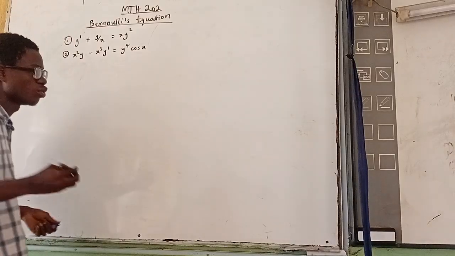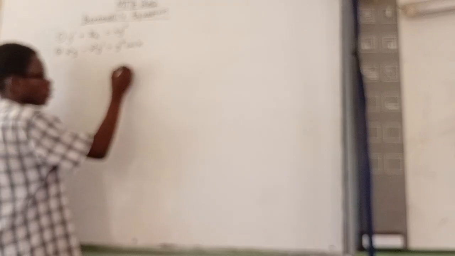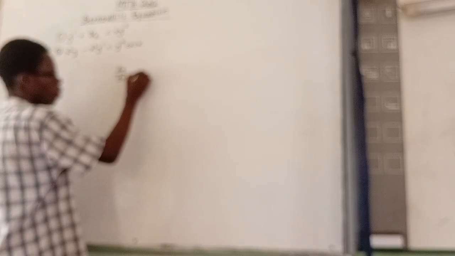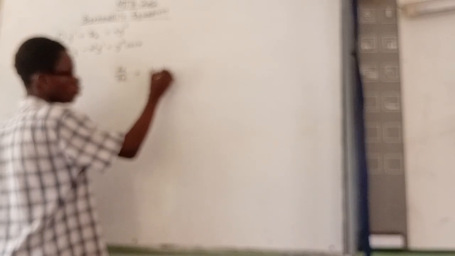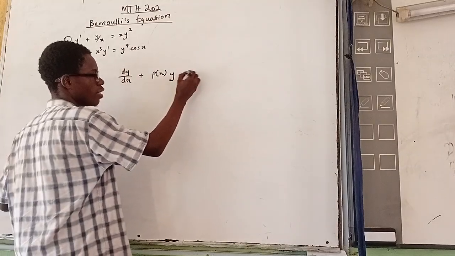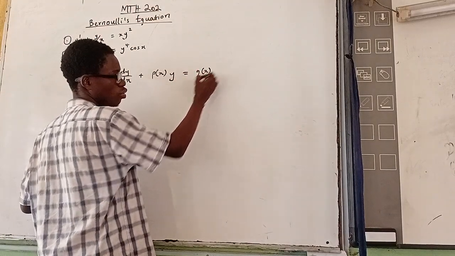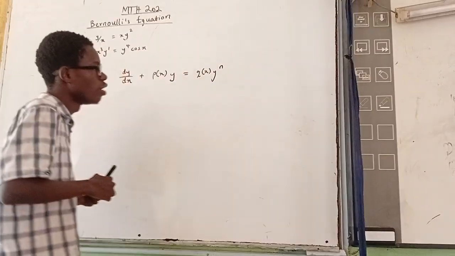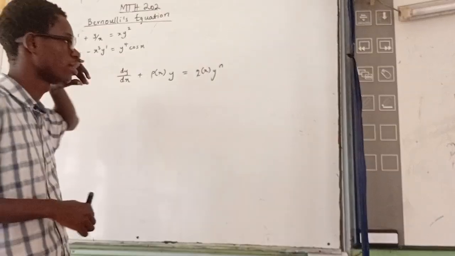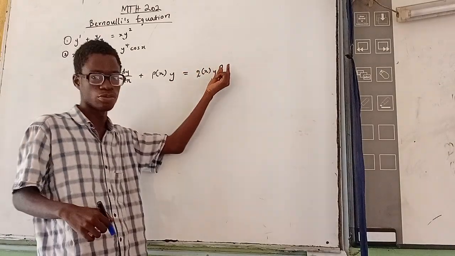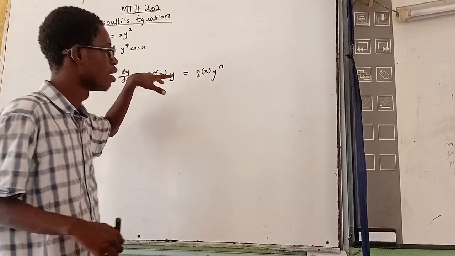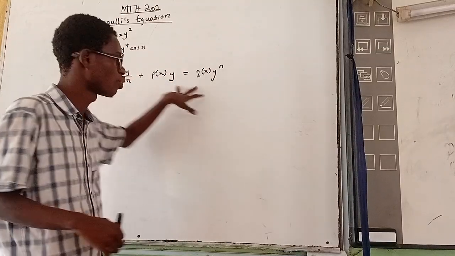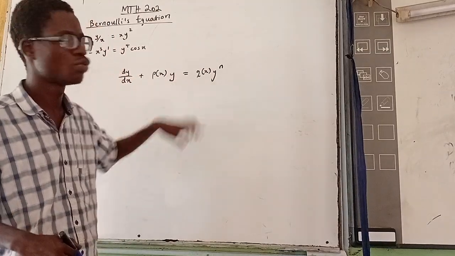Bernoulli's equation always takes this form: dy/dx plus p, which is a function of x, times y, is equal to q, which is also a function of x, times y raised to power n. This is the form a Bernoulli equation always takes. dy/dx plus there will be a y, and there will be a y raised to power something. That power is our n. So anytime you see this format of equation, this is a Bernoulli equation.